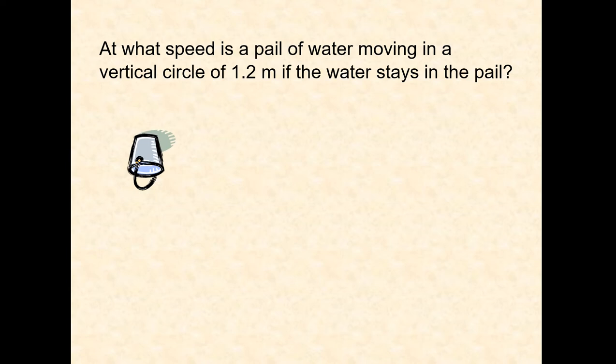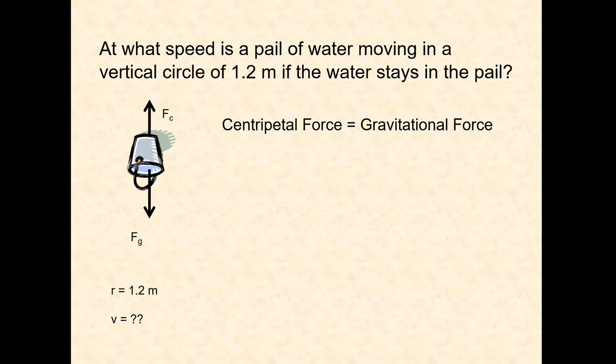At what speed is a pail of water moving in a vertical circle of 1.2 meters if the water stays in the pail? The key word here is speed, so we would be thinking velocity, and we know we're going to need to use the velocity equation. Again, we have force of gravity and centripetal force working against each other. The radius is still 1.2 meters, and we want to know velocity. So again, setting centripetal force equal to gravitational force, we pull in our velocity formula, mv²/r, and that's equal to mg.